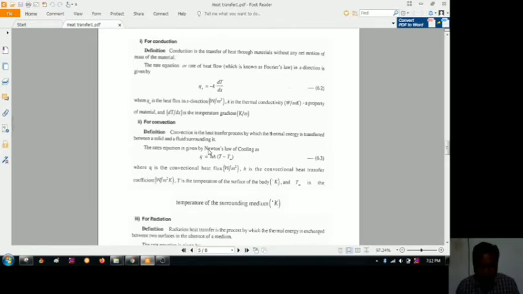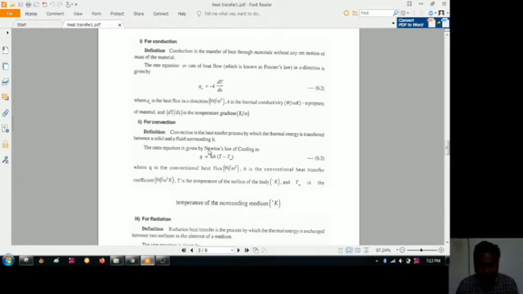Thermal conductivity differs from one material to another material. For example, if you are using copper, the thermal conductivity is very high. When you use a wood material, thermal conductivity is very low, right? And then dT by dx is the temperature gradient, that is Kelvin per meter.